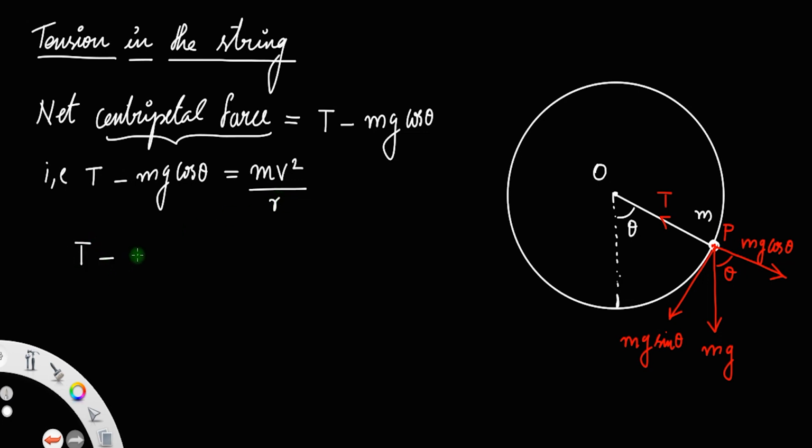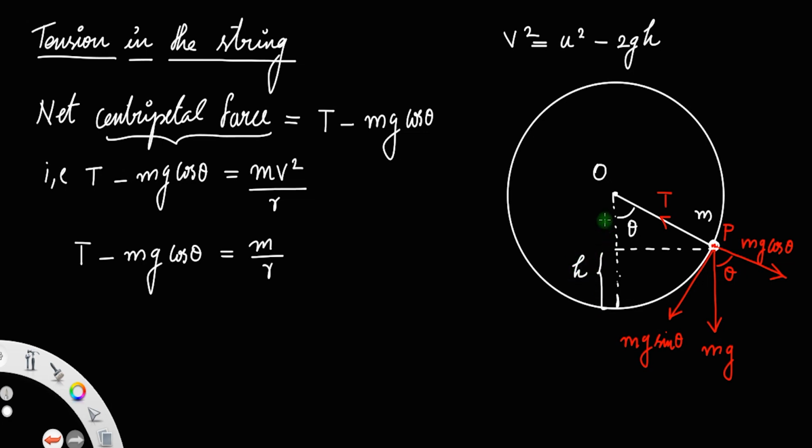Therefore, T minus mg cos theta is equal to m v square by r. You know the equation v square is equal to u square minus 2gh. That we already derived earlier, since this is the height. This expression we already have derived in the last session. So you have to substitute u square minus 2gh for v square in here.